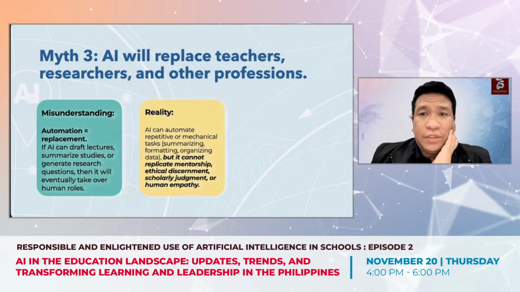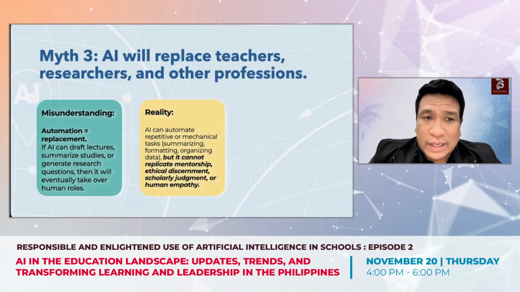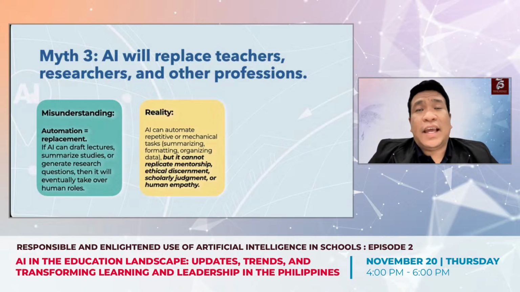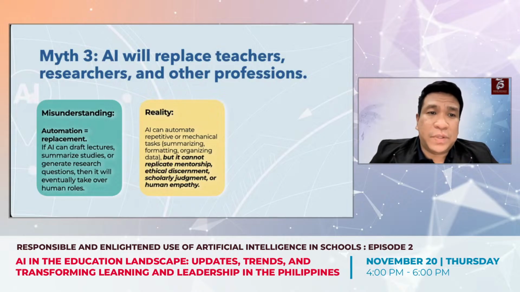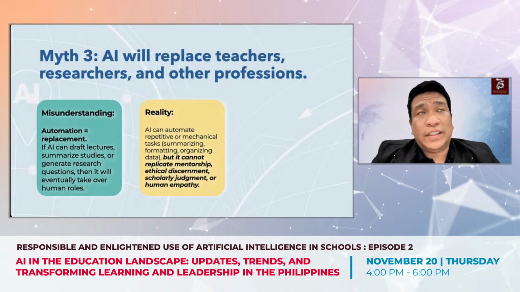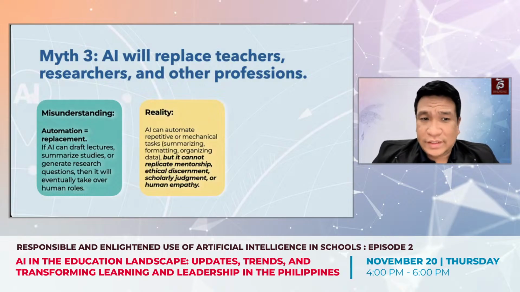In reality, when we look deeper, AI can automate repetitive or mechanical tasks, manual tasks, but it cannot replicate higher tasks expected of professionals like teachers. AI cannot replicate mentorship. AI cannot replicate ethical discernment or even scholarly judgment or even human empathy. So, tama, pwede tayong mag-automate ng task natin but hindi natin ina-expect na papalitan tayo ng AI.